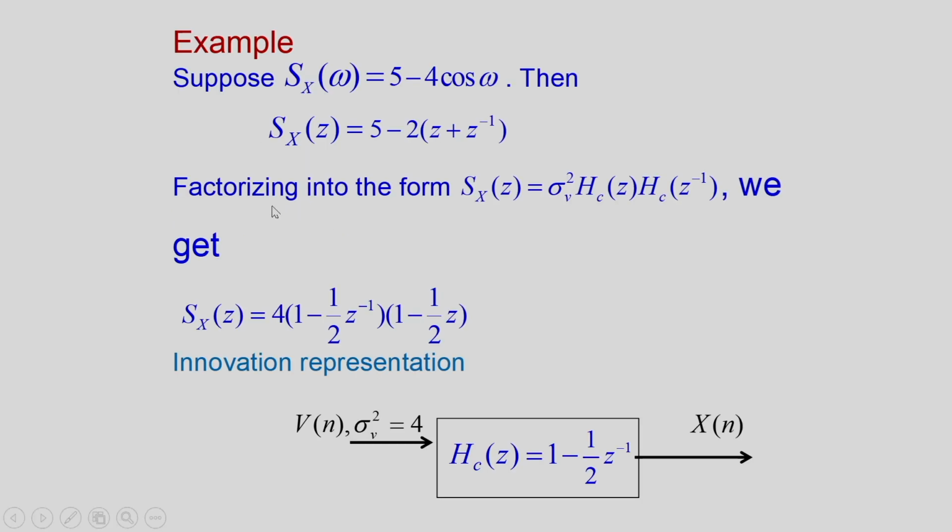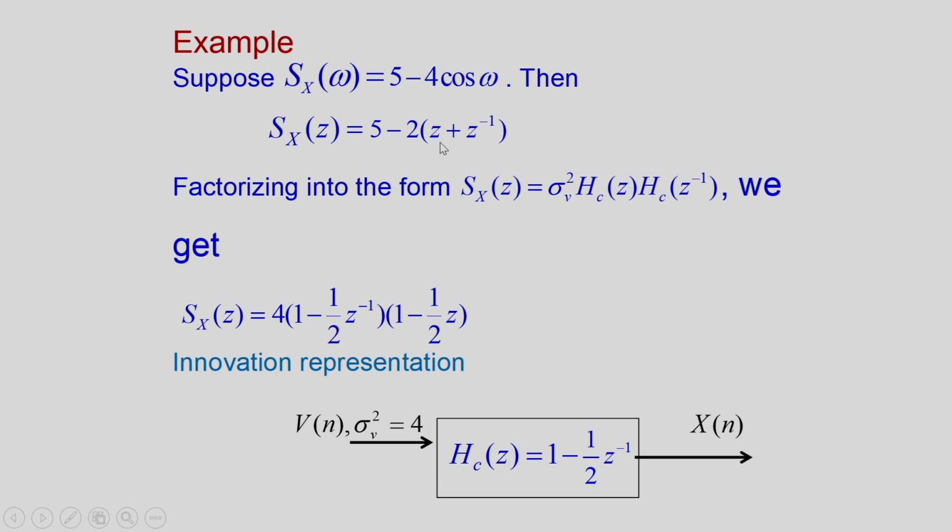We will consider one example. Suppose Sx omega is equal to 5 minus 4 cos omega. Then for Sx of z we substitute twice cos omega equal to z plus z inverse. So Sx of z, the generalized PSD, is equal to 5 minus 2 into z plus z inverse. This is the generalized power spectrum of the signal. Now we want to factorize it into the form sigma v square Hc z into Hc z inverse.